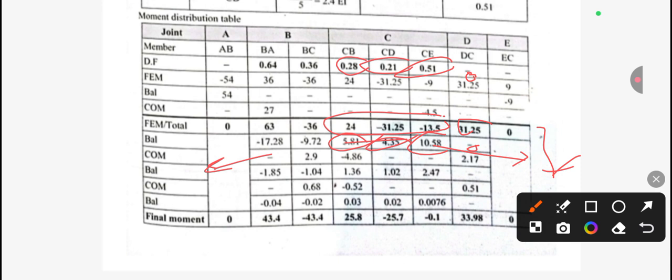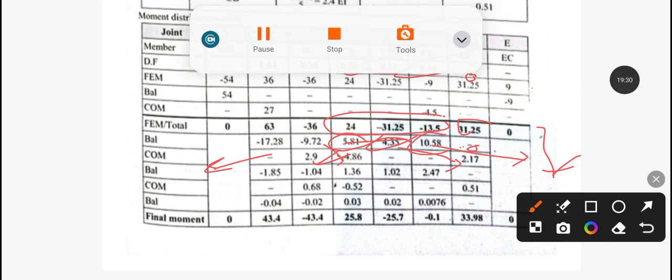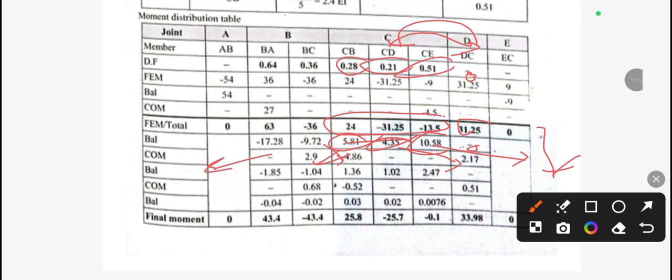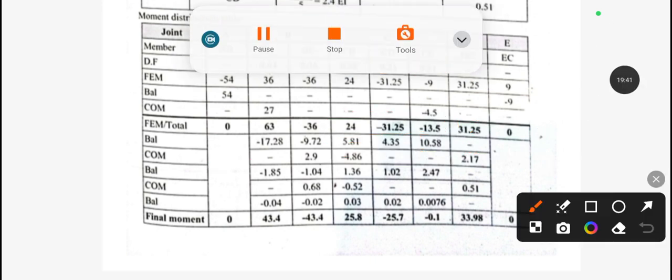You can see here for the BC we need to take half of this to here, and for the CB half of this over here. Similarly for the CD, here and here, only half of this. Okay, so half of this will be transferred over here, and this is nothing. And for this, it is 0, so half of this will be transferred, it means 0, so we don't need to transfer.